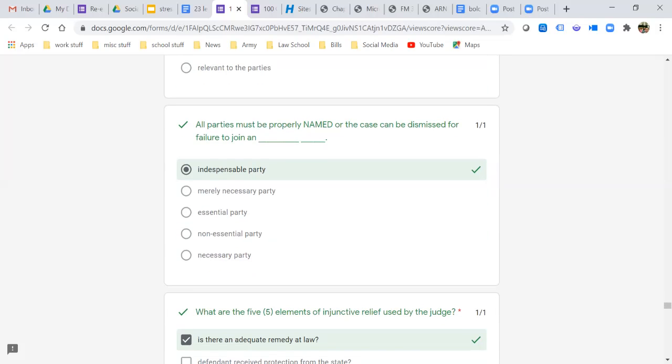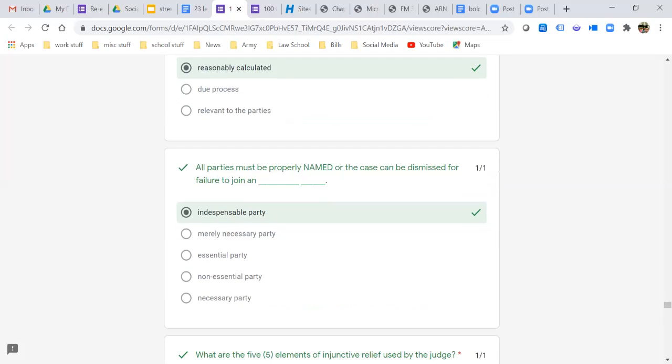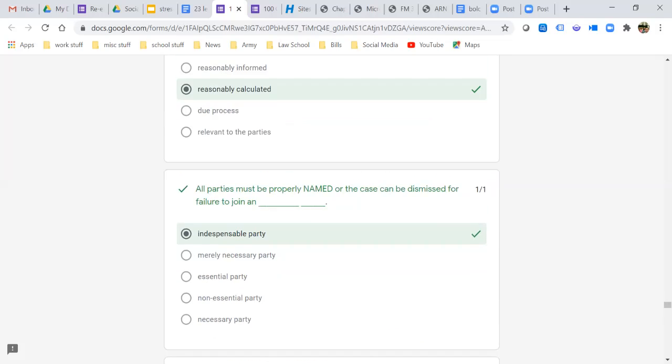All right, indispensable party. All parties must be named or the case can be dismissed for failure to join an indispensable party. So if a party is indispensable, then they have to be properly named on the lawsuit.